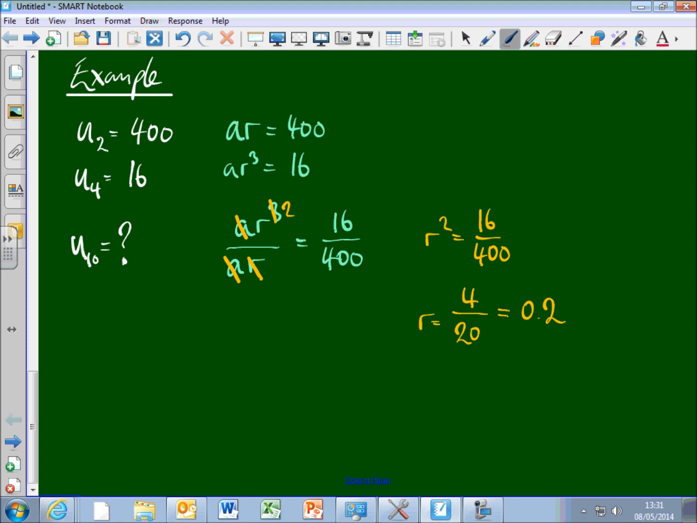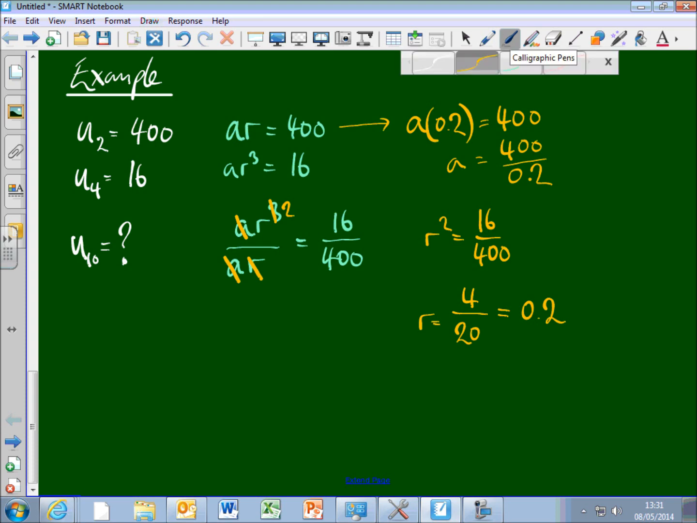So how do we find A? Well, we just look back at one of these things. We know what R is now, don't we? So we can look back at this one here, and I can say that A times 0.2 has got to be equal to 400. So A must be 400 divided by 0.2, right? Okay, so what's A? A is 2000.